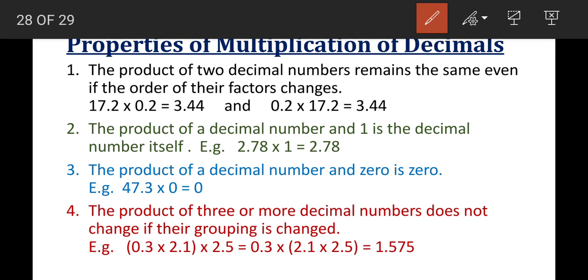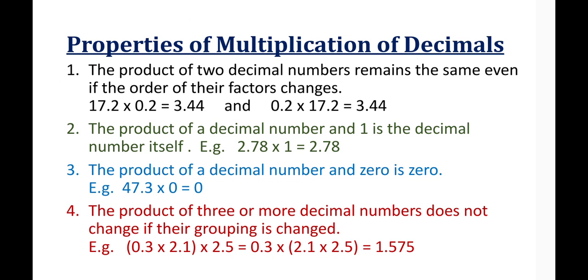Last one: the product of 3 or more decimal numbers does not change if the grouping is changed. Same as the first one. In the first one we take 2 numbers, but here we are taking 3 or more numbers, and we are changing the group. Then also the product remains the same. It is 0.3 multiplied by 2.1. If you multiply these two first, after that you multiply that with 2.5, whatever the result, if you multiply 2.1 and 2.5 first, then multiply with 0.3, then also we get the same result, that is 1.575. Clear? That's all. Thank you.